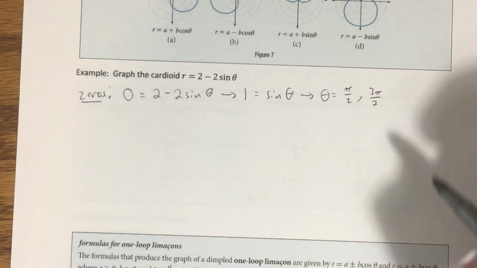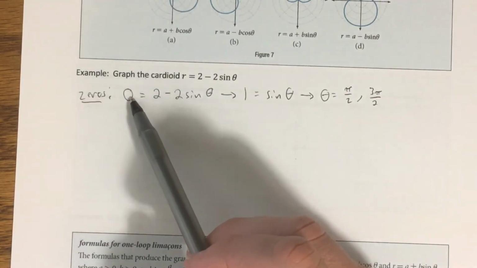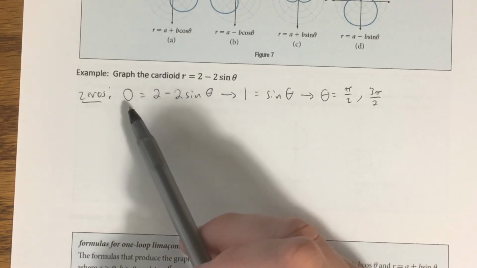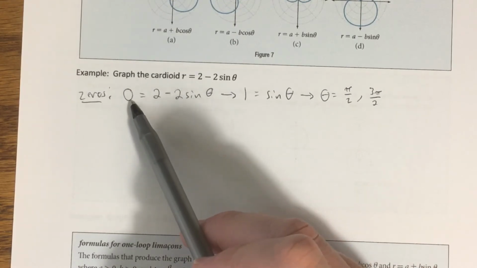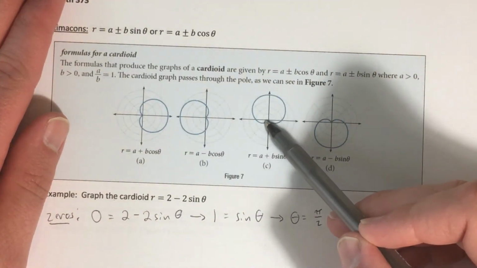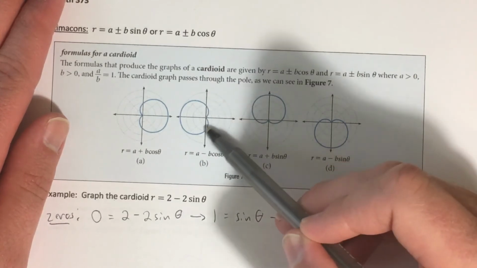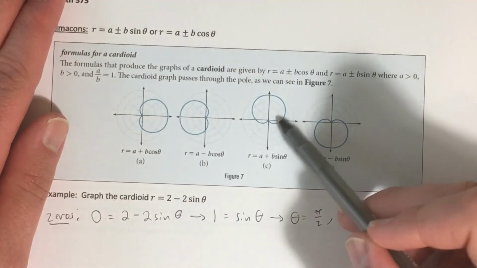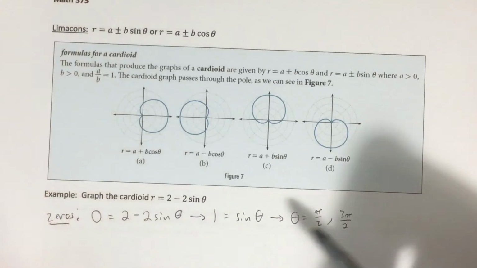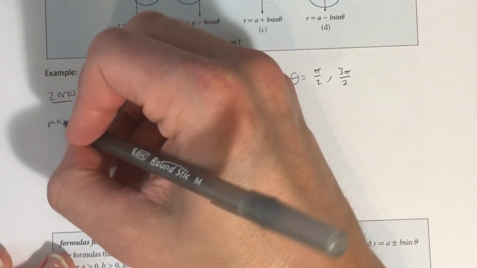Okay? The fact that solutions exist, though, means that the graph of this equation will contain the pole. And that's the reason why all of these cardioids have this little point, it kind of comes into a point here at the pole for each one of these. The pole is on the graph, and this is the reason why. Now, how about maximum and minimum values?